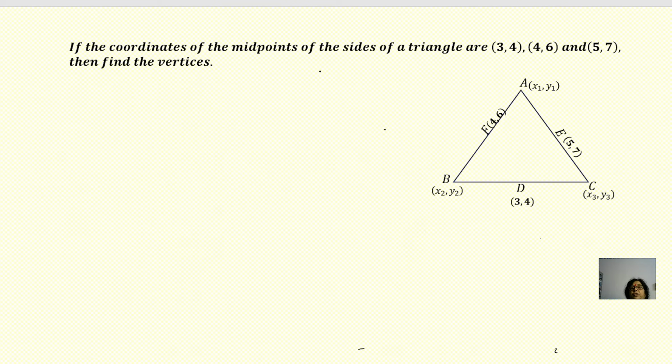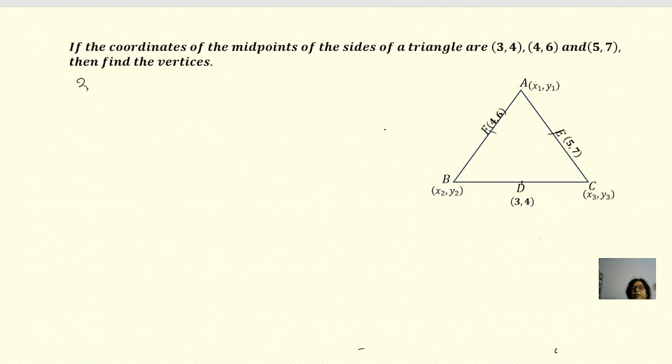The next question is, if the coordinates of the midpoints of the sides of a triangle are given as (3, 4), (4, 6) and (5, 7), then find the vertices. So here these points are the midpoints of the three sides of the triangle. ABC is the triangle, a representative figure over here, and we need to find the coordinates of the vertices. So what we do is we take each of the midpoints separately. Like if we start with the side BC, the midpoint is D.